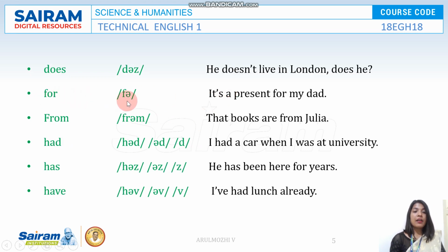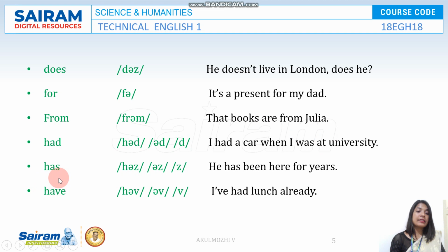For becomes fə. It is a present for her. It is a present for my dad. For my dad. From becomes frəm. Those books are from India. From India. You don't want to say from India. Had: when it takes the shortest form, it either takes həd or əd or d. I'd a car when I was at university.